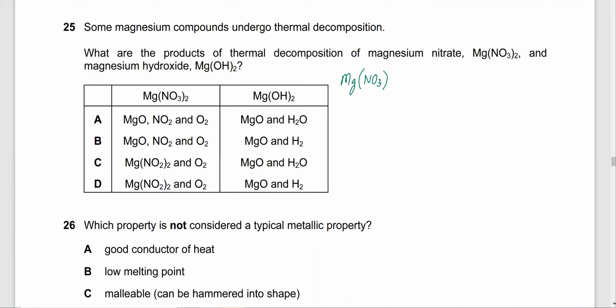Any nitrate would decompose to form a metal oxide plus NO2 plus O2. ठीक है, सारे nitrates इसी तरह decompose होते हैं. They break down when you heat them.